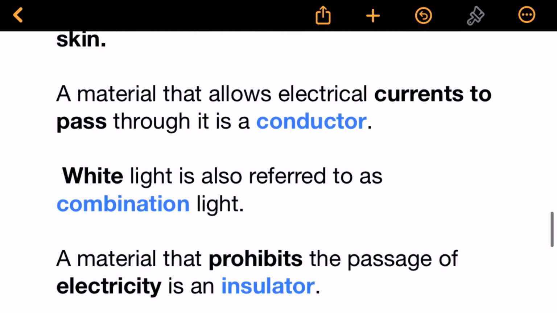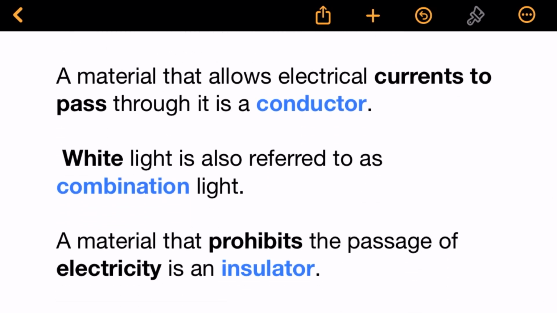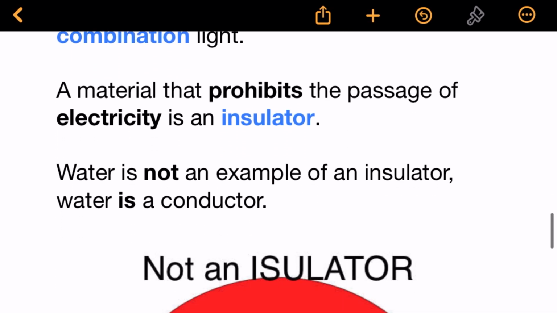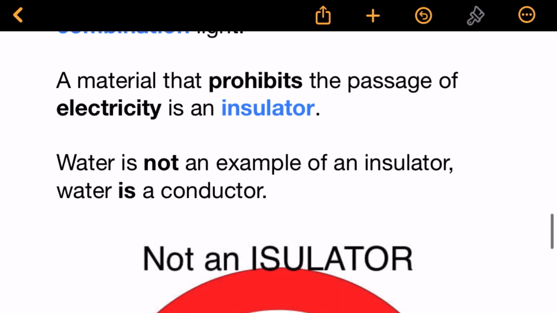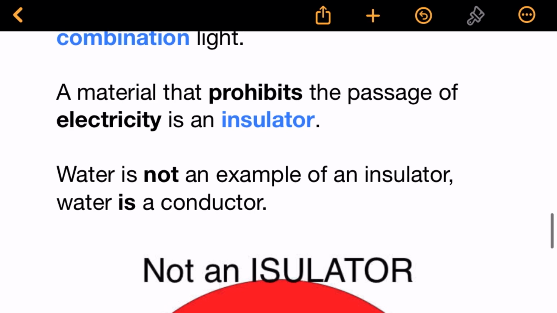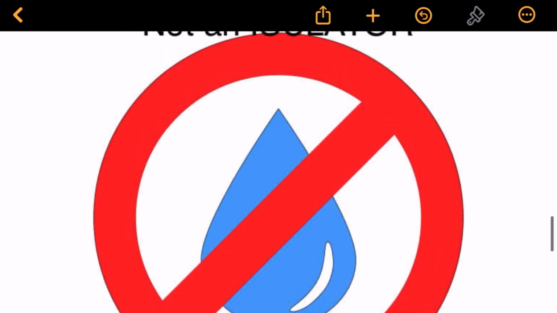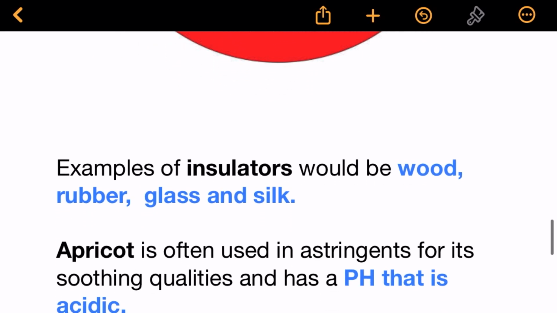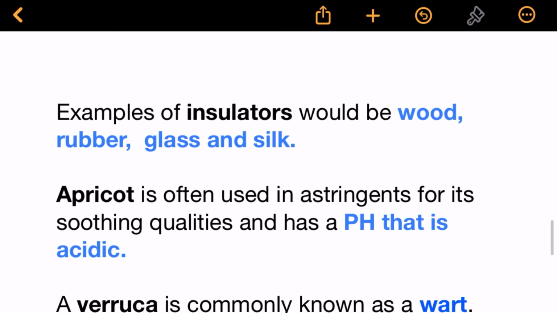A material that allows electrical currents to pass through it is a conductor. White light is also referred to as combination light. A material that prohibits the passage of electricity is an insulator. Water is not an example of an insulator. Water is a conductor. Examples of insulators would be wood, rubber, glass, and silk.